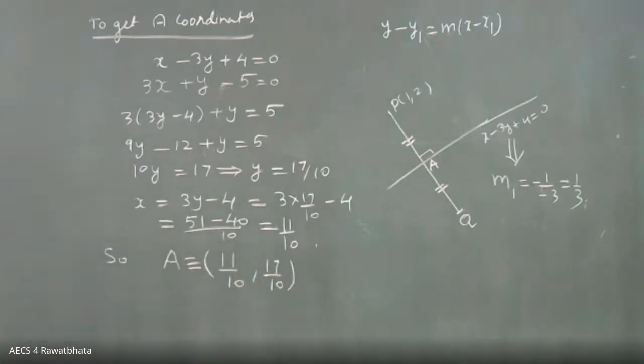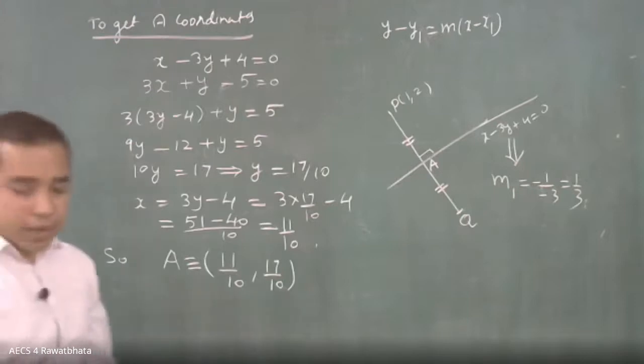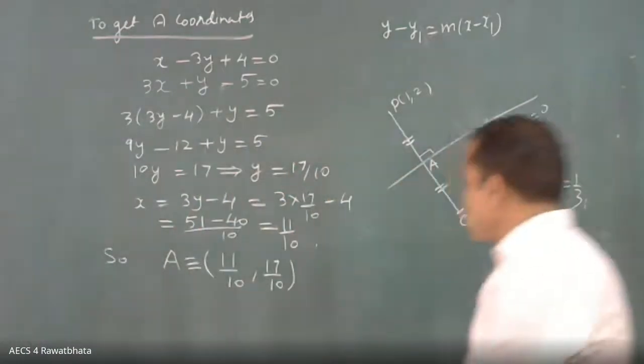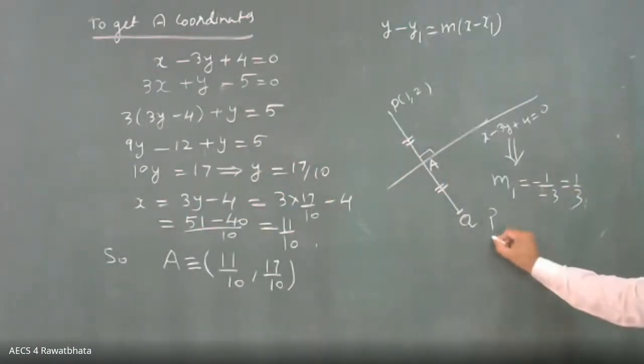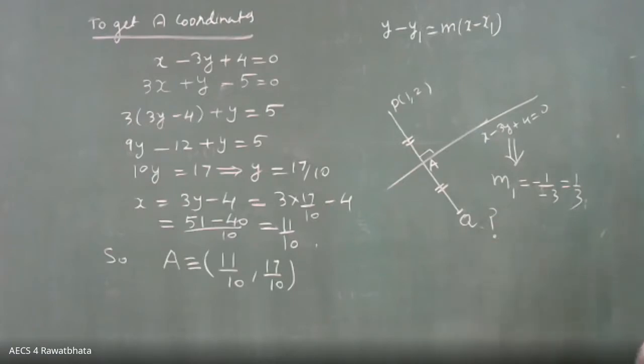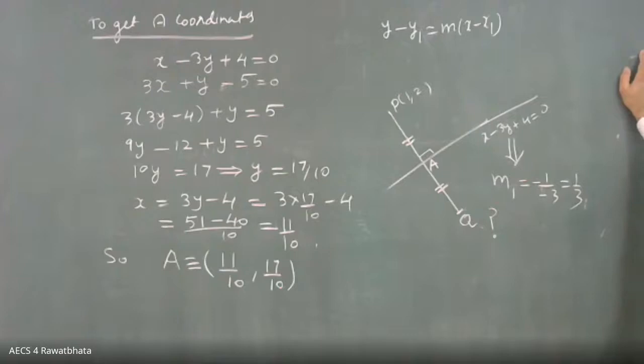Right? But we have to find the image, and the image is Q. So what should I do to get Q coordinates, students? Main kya karun Q coordinates find out karne ke liye? Which formula should I use?